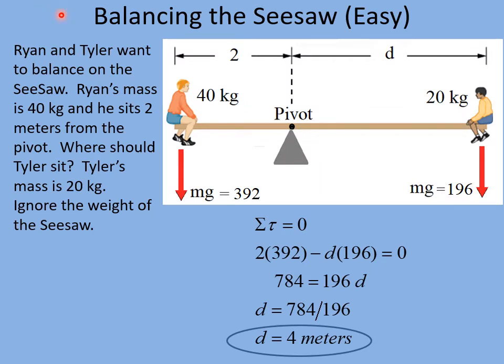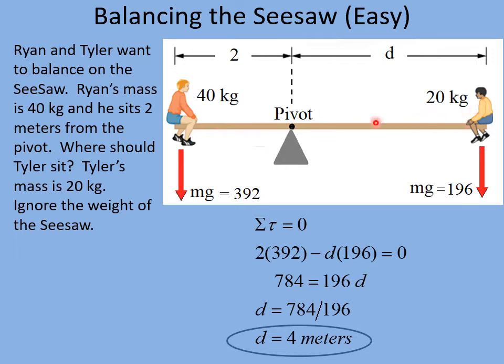So let's take a look at some examples of static equilibrium and extended objects. This first one is a pretty basic example. We've got the playground seesaw or teeter-totter, and we've got the two kids sitting on it, and you can see there's a balance fulcrum point right here. So we have Ryan and Tyler who want to balance on the seesaw. Ryan's mass is 40 kilograms. That's the big kid here. And he sits 2 meters from the pivot. Where should Tyler sit?